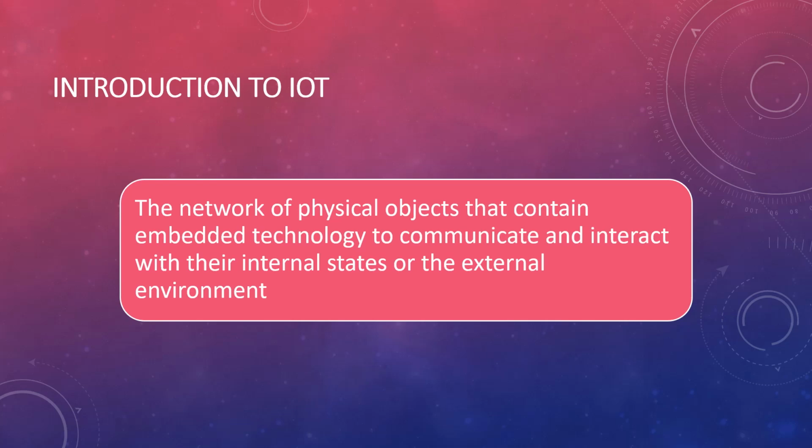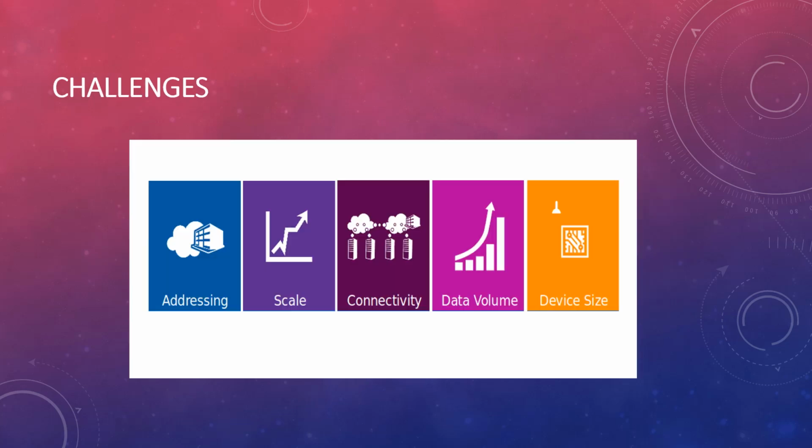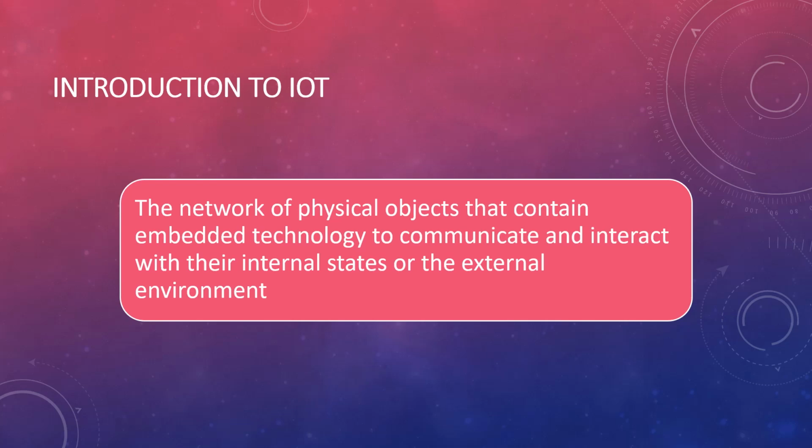Then it contains bidirectional communication. IoT devices are capable of both sending and receiving data. This bidirectional communication allows devices to not only report their status or data back to a central system, but also to receive instructions or updates, enabling real-time responses and adjustments.